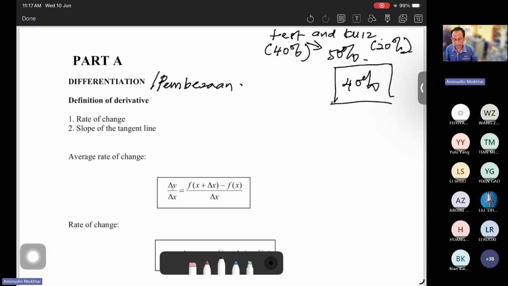Test plus quiz plus final exam. The final exam carries only 40%, which will be added to your test and quiz. Make sure your total mark at the end of this course, after you take your final exam, is at least 40% in order to pass with grade D plus. That is about the test and our quiz.